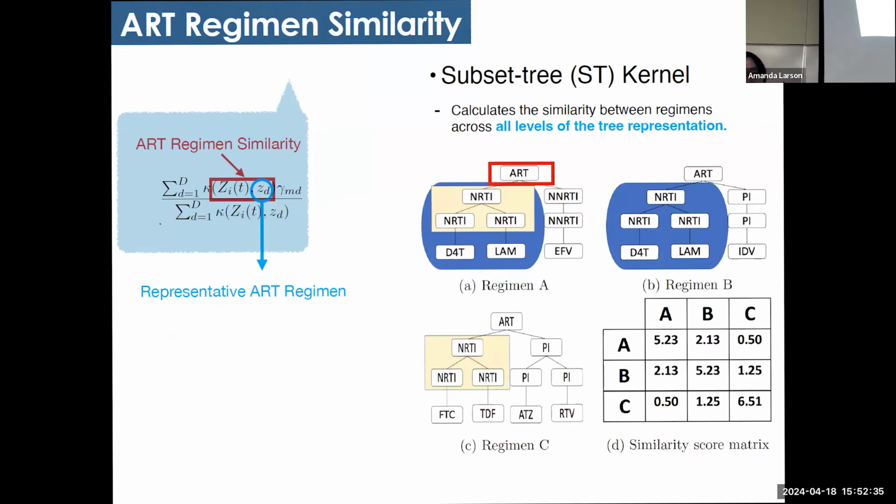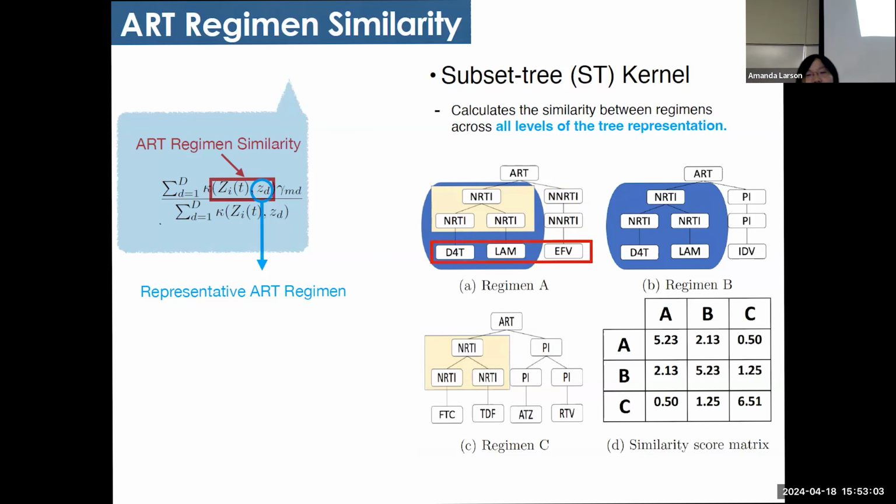The first layer is the ART regimen, and the second layer of the tree denotes which drug classes this regimen has, for example here NRTI and PI. The third layer is the number of drugs in each drug class, so here it represents 2 NRTI drugs and 1 PI drug. And the last level is the individual drug in each drug class.